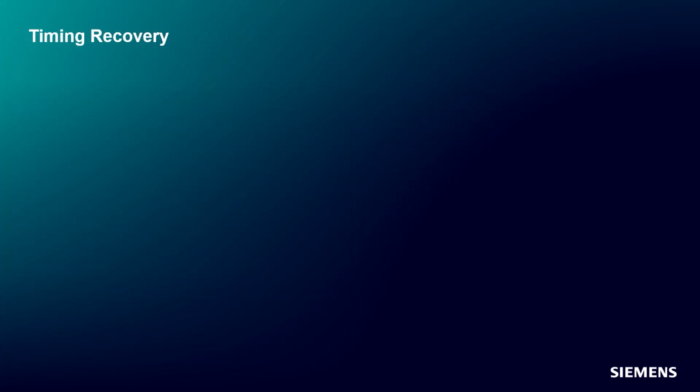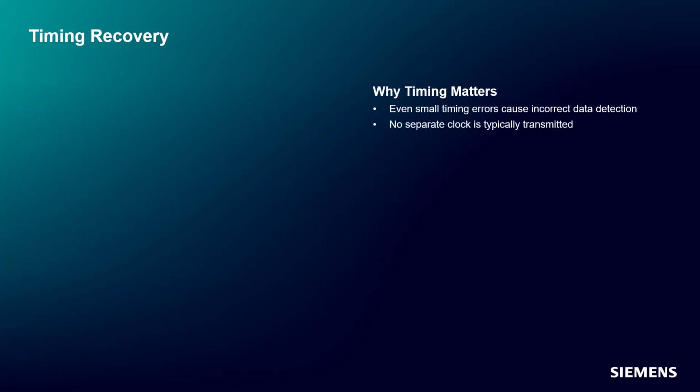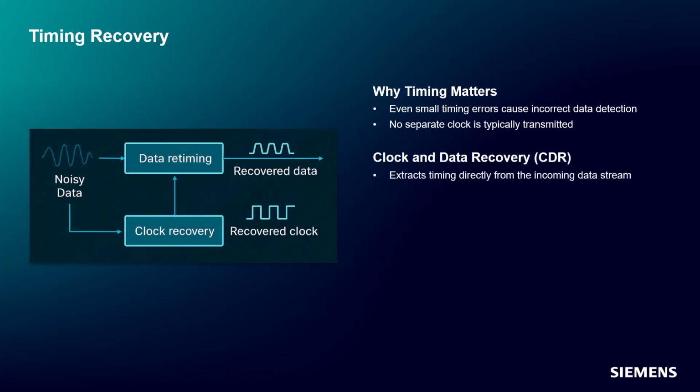After this initial conditioning, the signal is passed to a sampling stage. But in order to sample the signal correctly, the receiver needs to know exactly when to sample. At these speeds, even a small timing error can lead to incorrect decisions. This is where clock and data recovery, or CDR, comes into play. Instead of having a separate clock signal, the receiver extracts timing information directly from the incoming data stream. It looks for transitions in the signal and uses those transitions to adjust its internal clock so that it stays aligned with the center of each bit period.